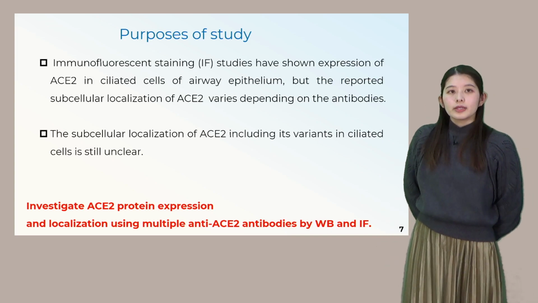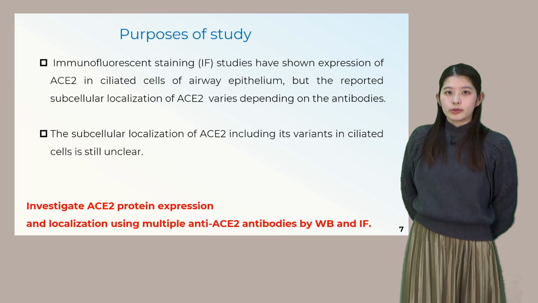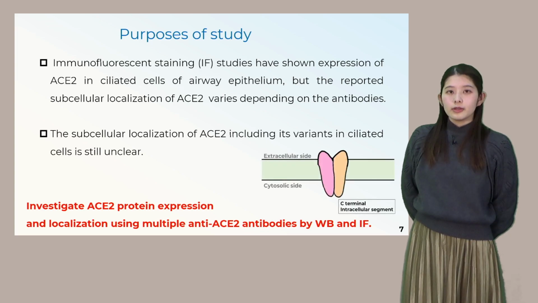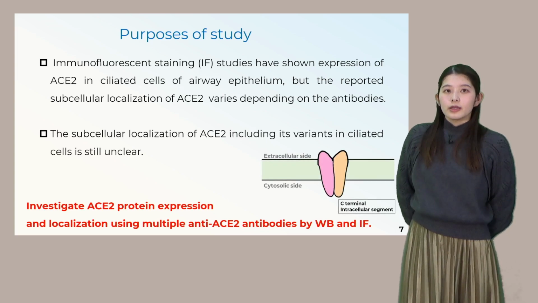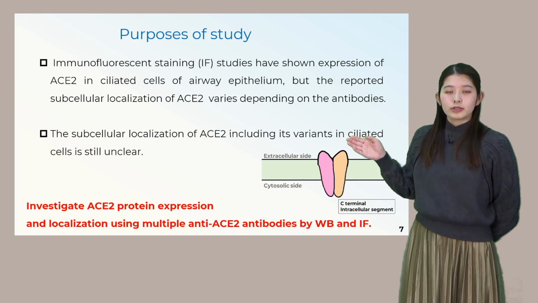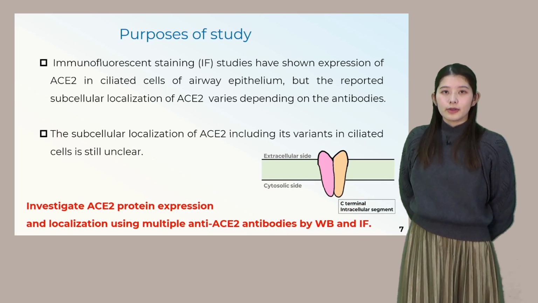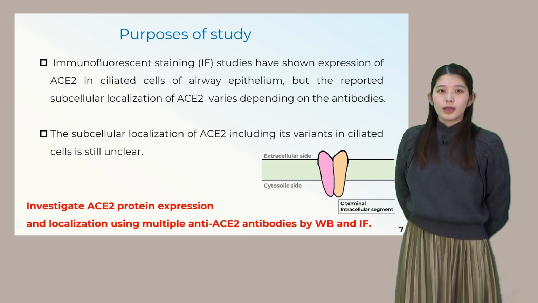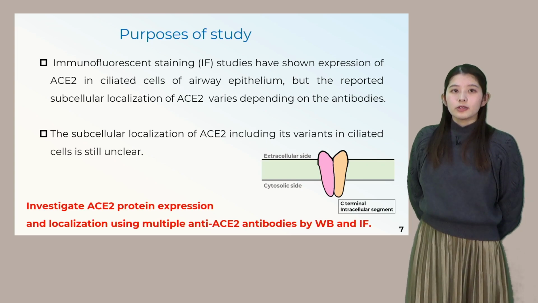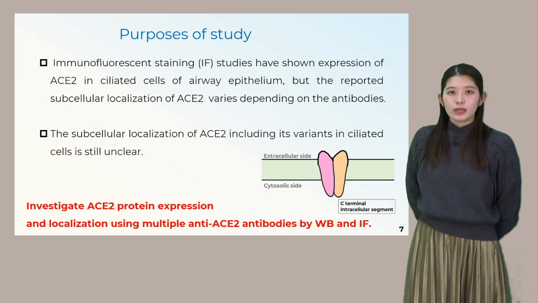These days, immunofluorescence staining studies have shown expression of ACE2 in ciliated cells of airway epithelium, but the reported subcellular localization of ACE2 varies depending on the antibodies. In addition, by Western blotting and immunofluorescence, the splicing variant of ACE2, which lacks the N-terminus, as I said in the introduction, was reported. However, the subcellular localization of ACE2, including its variants, in ciliated cells is still unclear. In this study, we investigated ACE2 protein expression and localization using multiple anti-ACE2 antibodies by Western blotting and immunofluorescence.